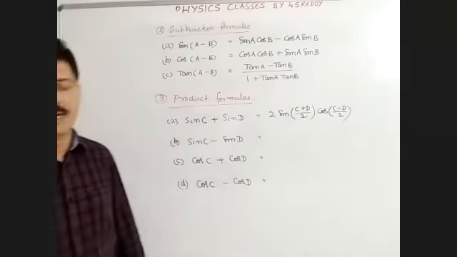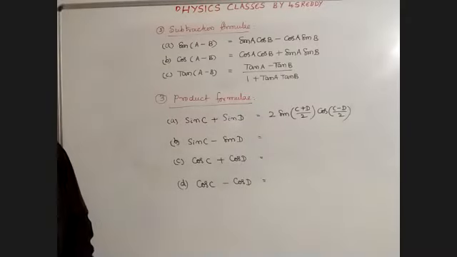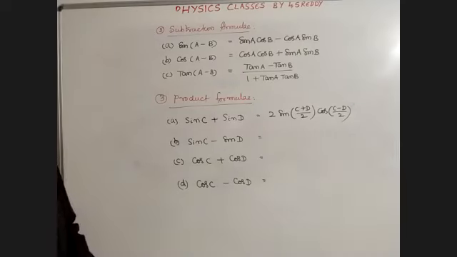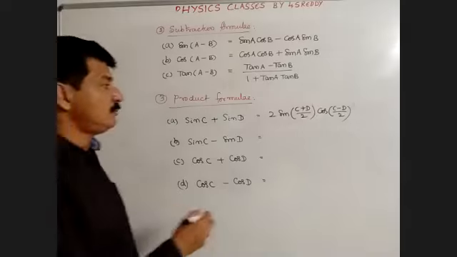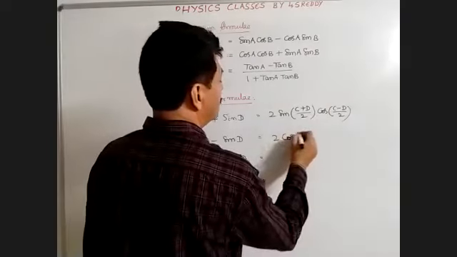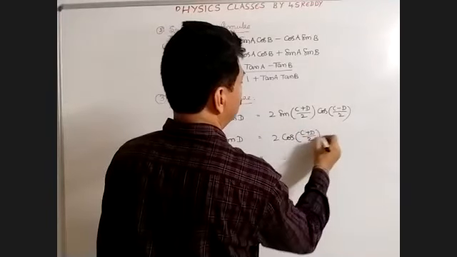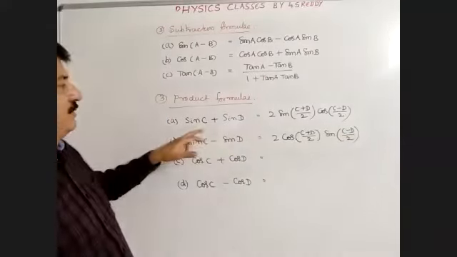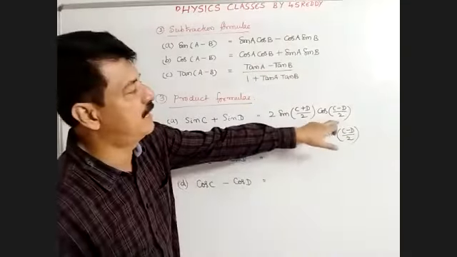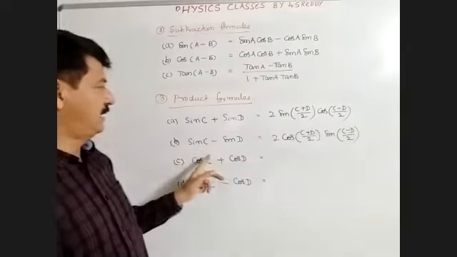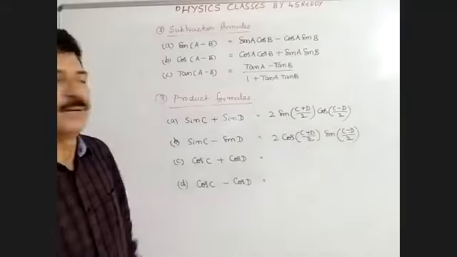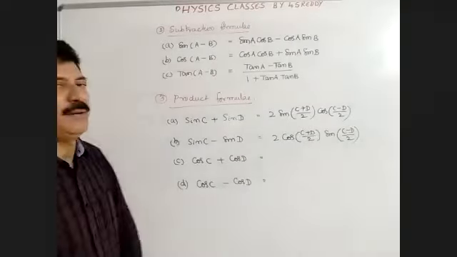What about sin C minus sin D? I don't know, sir. Okay, anybody? In reverse, in the case of the minus sign, you get 2 cos C plus D by 2 sin C minus D by 2. Next, cos C plus cos D.